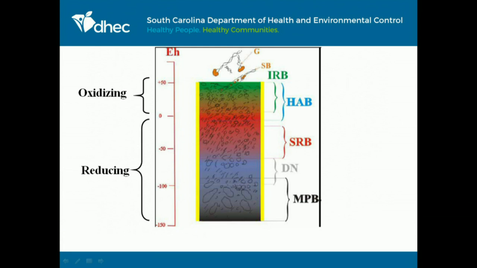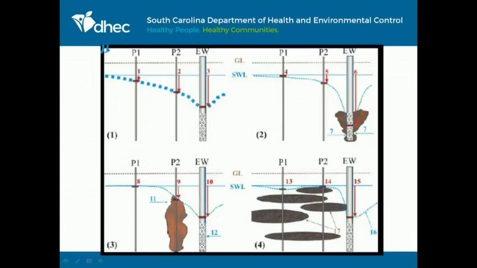It likes to grow where there's a contrast, where you have both aerobic and anaerobic conditions intermixing. Then we have sulfate-reducing bacteria, denitrifying bacteria, and methane-producing bacteria as you go deeper and become more reducing. So what does fouling actually look like, and how can you actually see it? This is a diagram that shows different scenarios of fouling.